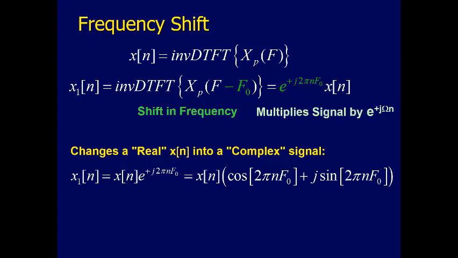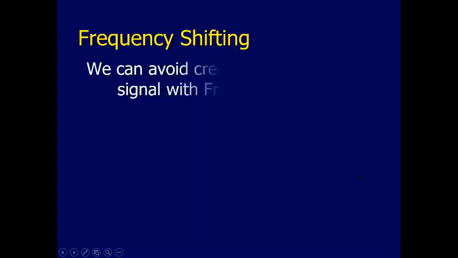What that means, again, multiplying a time function by a complex exponential means that we're going to take that original time function and multiply it by a cosine, at least the real part by a cosine, and we're going to have an imaginary part that is that original signal multiplied by j sine 2 pi n f0.